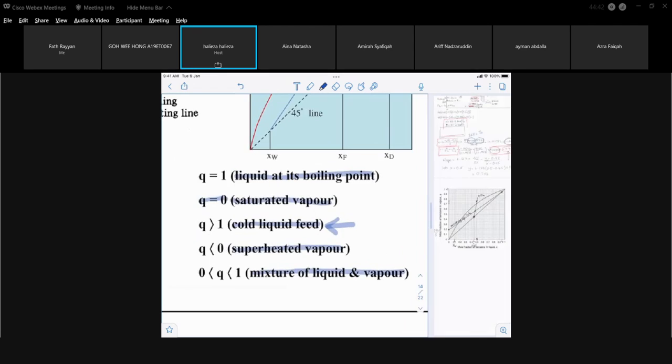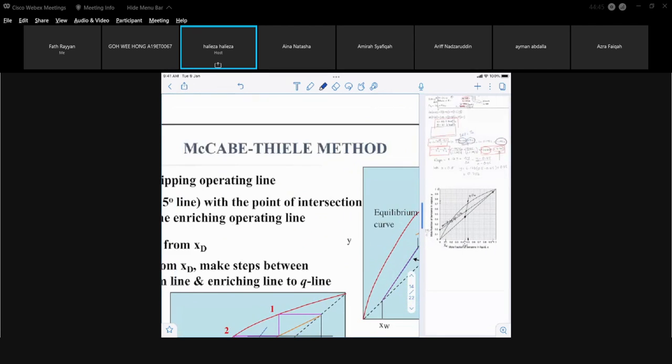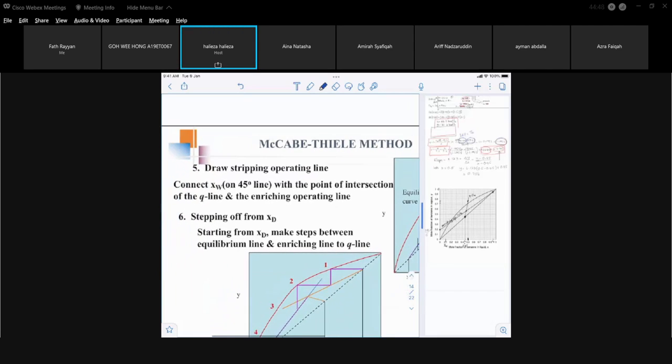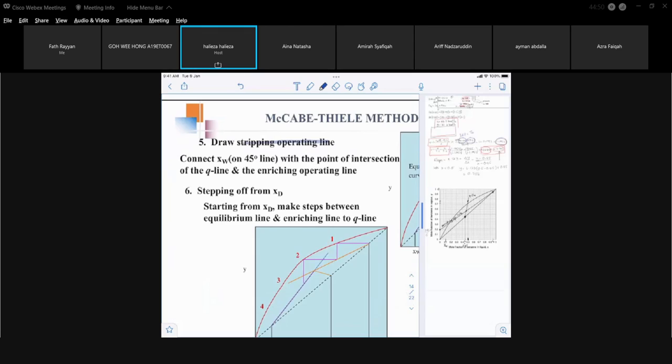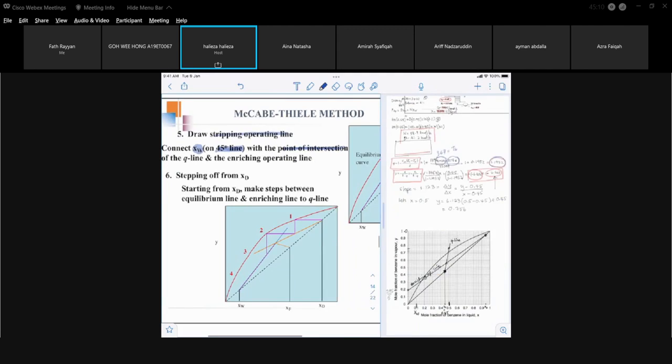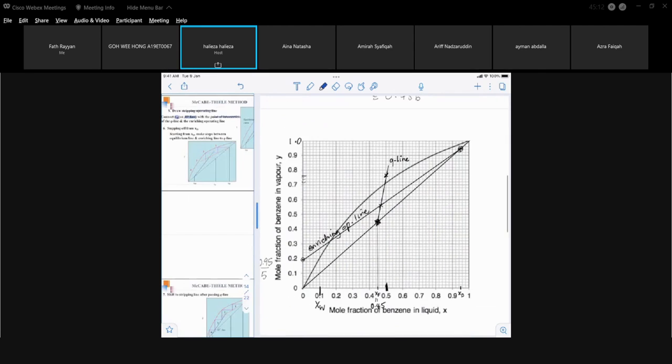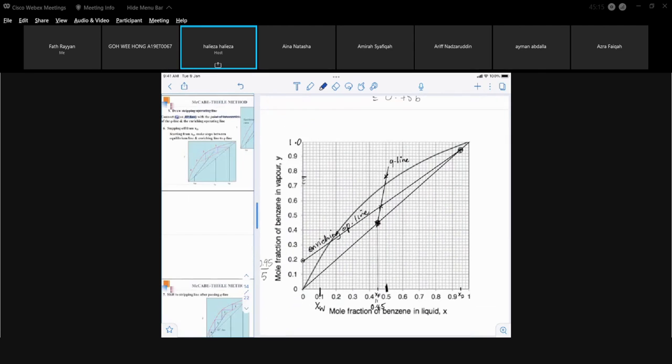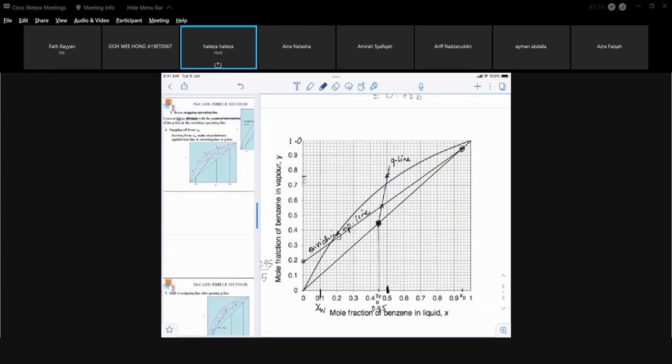Okay, the next step, we have already got the Q line. The next step would be to get the stripping operating line. It can be done by connecting the point on the 45-degree line at the composition of XW, which is the mole fraction of the bottom product, with the intersection of the Q line and the enriching operating line. Where is the intersection? Let's look at our graph. The intersection is here. That's the intersection of your Q line and the enriching line.